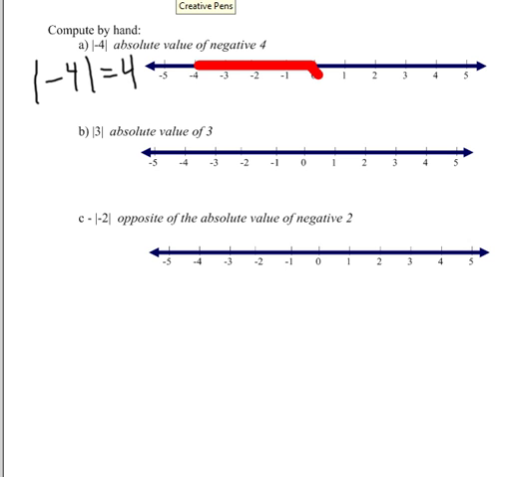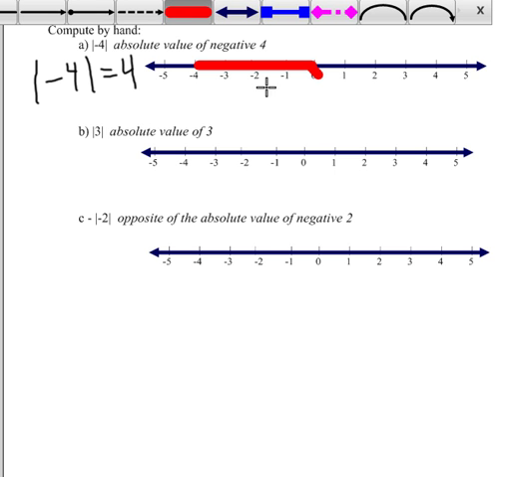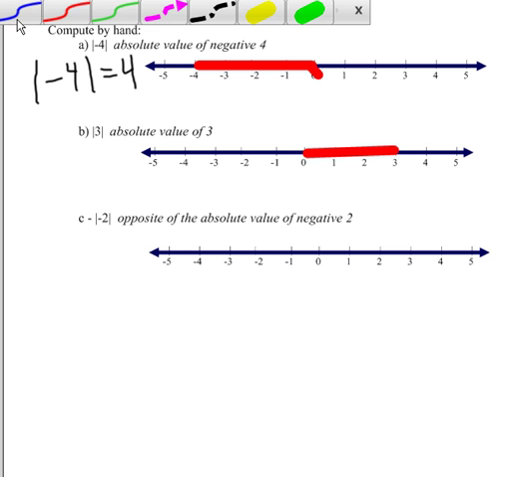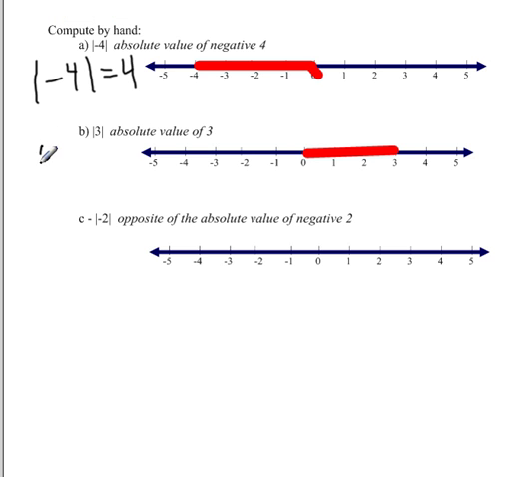In our next example, finding the absolute value of 3, well, if we find 3 on our number line and say, how far is that from 0? It certainly, I hope, makes sense to say that, yep, sure enough, 3 is 3 away from 0. And so we would say that the absolute value of 3 just equals 3.